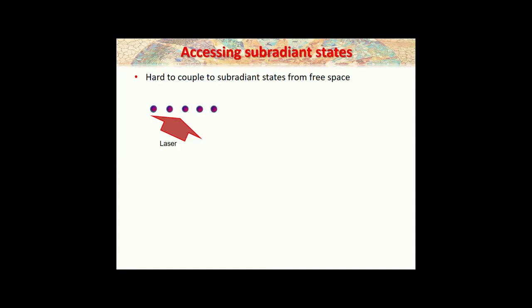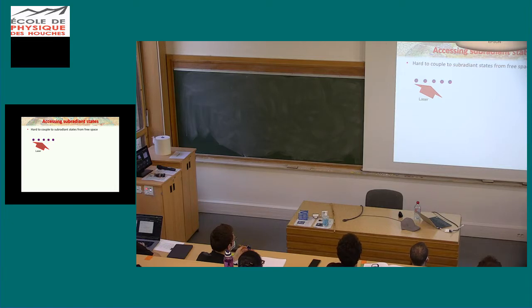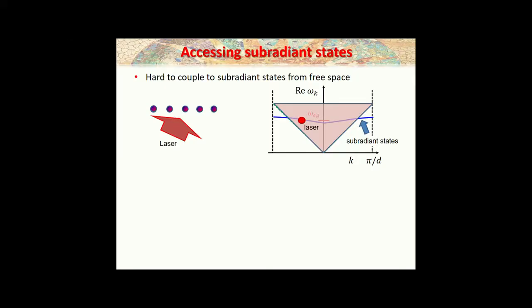Okay, so I think last time I concluded by saying that if I can create a subwavelength array, I'll naturally create these subradiant states, but it's going to be hard to couple to them or see them in general. And the intuition is basically the following.